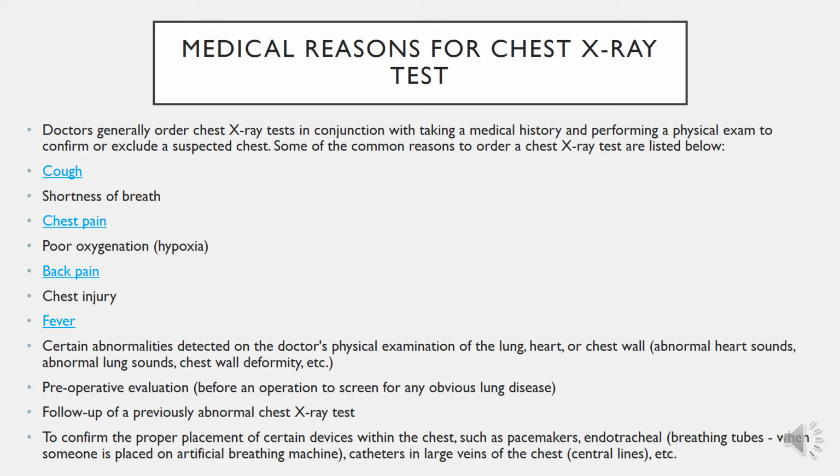Certain abnormalities detected on the doctor's physical examination of the lung, heart, or chest wall, abnormal heart sound, abnormal lung sound, chest wall deformity, etc. A preoperative evaluation before an operation to screen for any previous lung disease. Follow-up of a previously abnormal chest X-ray test. To confirm the proper placement of certain devices within the chest, such as a pacemaker, endotracheal tube, which is a breathing tube, when someone is placed on an artificial breathing machine, catheters, enlarged vein of the chest, central lines, etc.